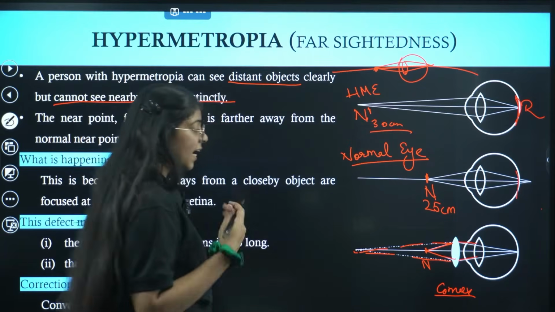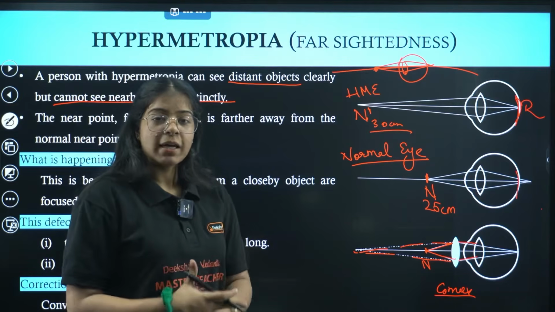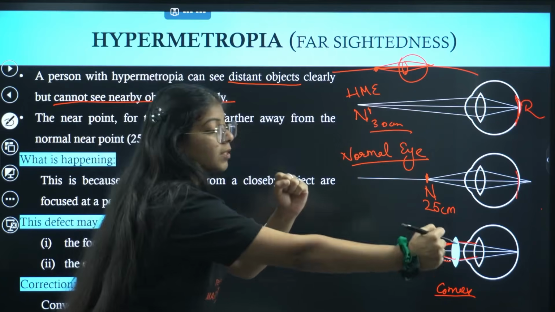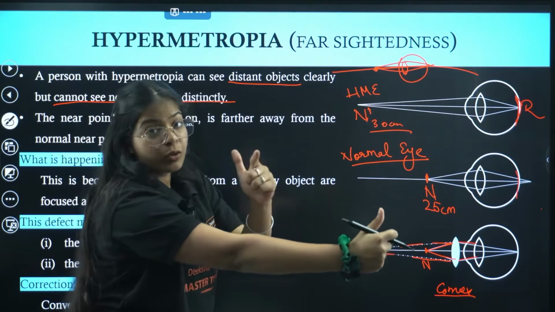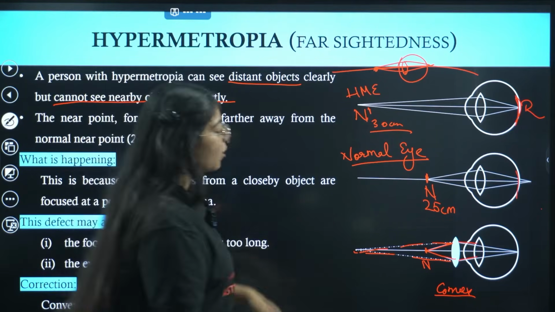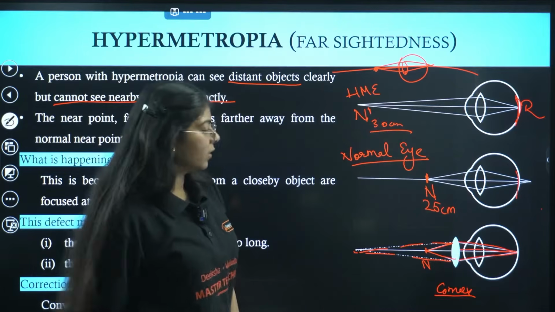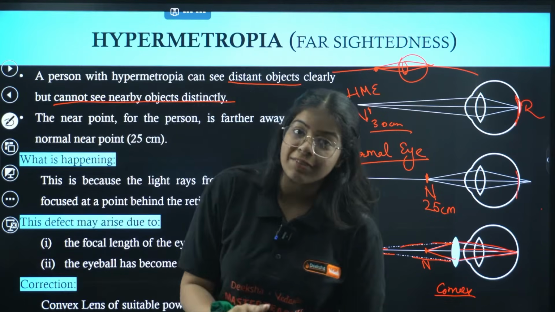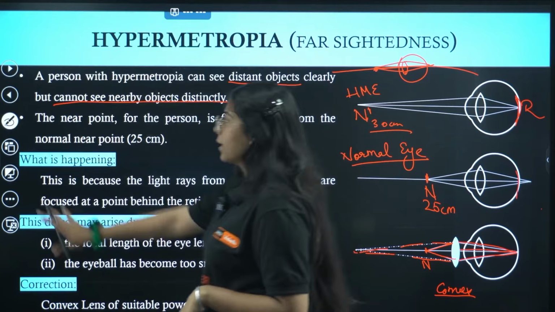If the rays are coming from a far point, it appears to my eye lens that the rays are not coming from this point. These are actually coming from my normal near point, my new near point. So, the image forms perfectly on the retina. Clear? So, in myopia, we use a concave lens. In hypermetropia, we use a convex lens for the correction.